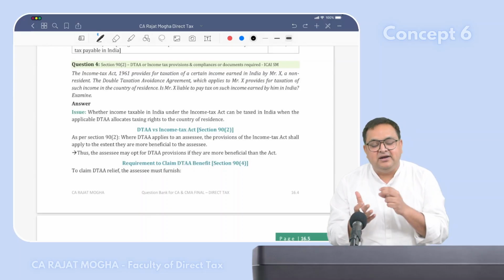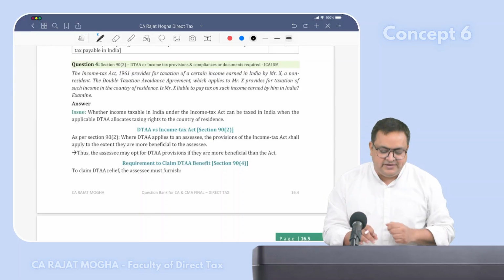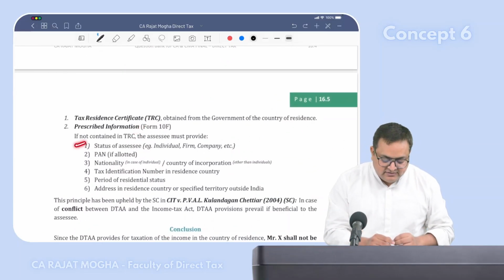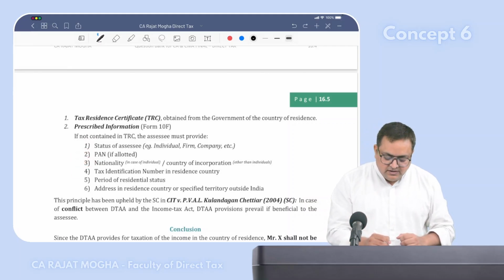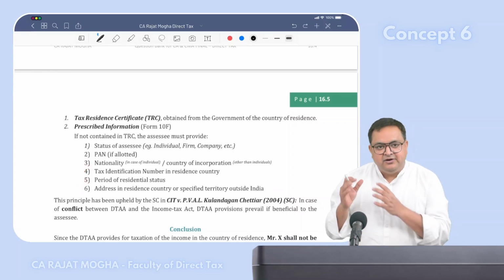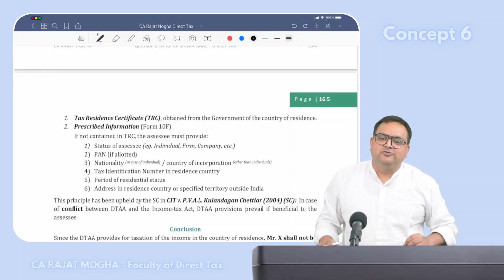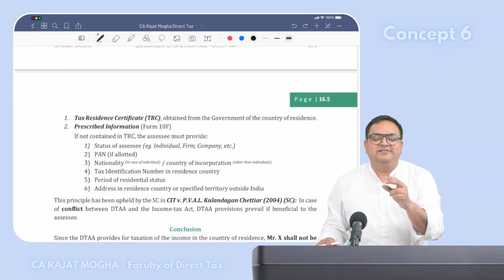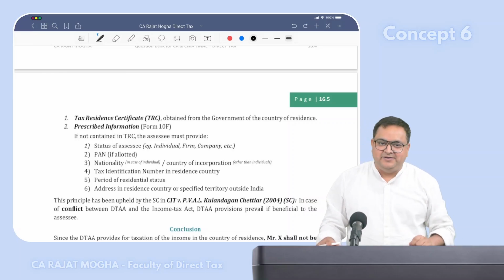Please mention the requirement that this person has to produce the tax residency certificate, and not just the TRC. There is some other information or particulars also that he needs to furnish, like the status of the assessee, PAN number, national PAN if available, the nationality of that person, tax identification number, period of residential status, etc., which are not mentioned in the TRC. That also needs to be furnished. The problem is that students do not mention that the TRC is required and other information is required. Guys, please do mention it.